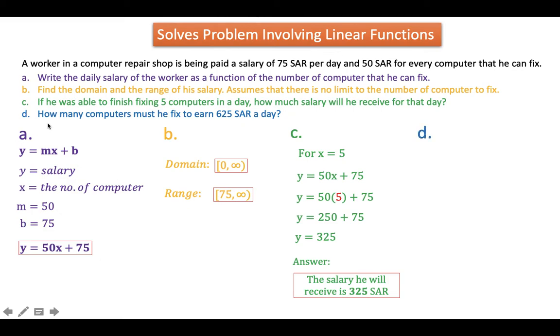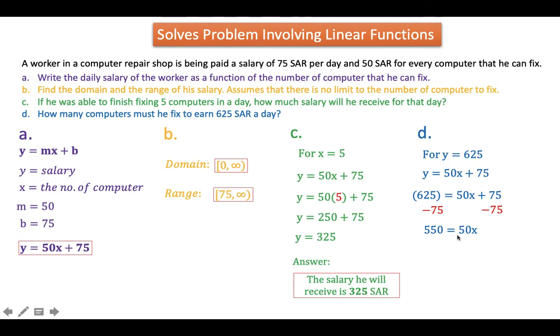For question D, how many computers must he fix to earn 625 reals a day? This 625 reals a day is the salary, which is represented by variable y. Therefore, our y is 625. So using the same function, y equals 50x plus 75, we can replace y with 625. Then we will solve for x. To isolate x, we will add negative 75 to both sides. So 50x is left here, and 625 minus 75 is 550.